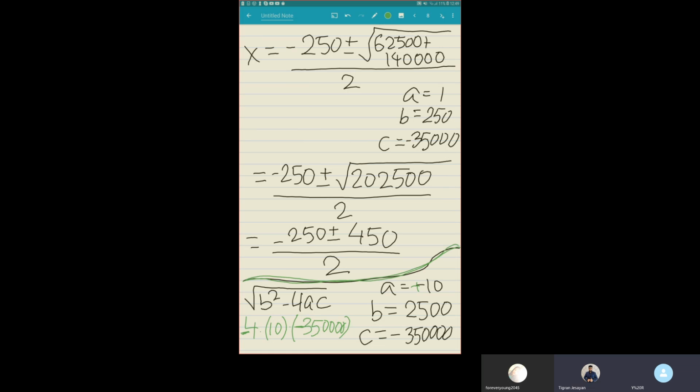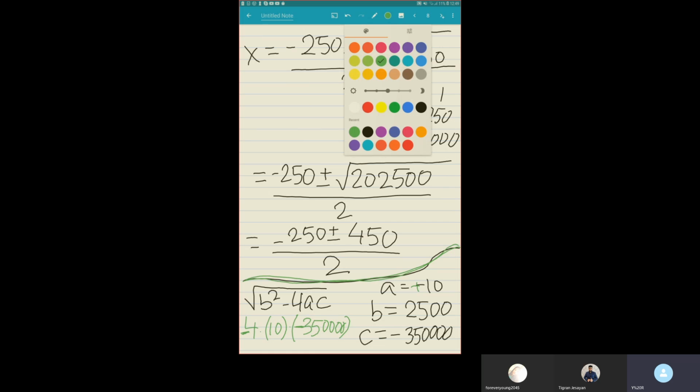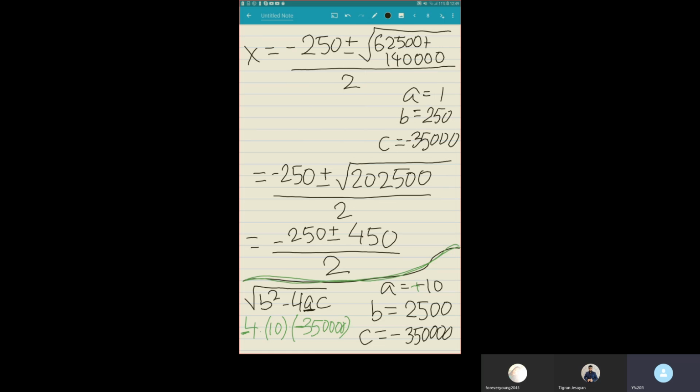If the number is a plus number, I have to add it up. Basically, in an equation, either A or C should be negative, and that's the case with mine. So your C is negative, right? So that means this whole thing becomes plus because you are multiplying minus with a minus. Okay, so this becomes plus.